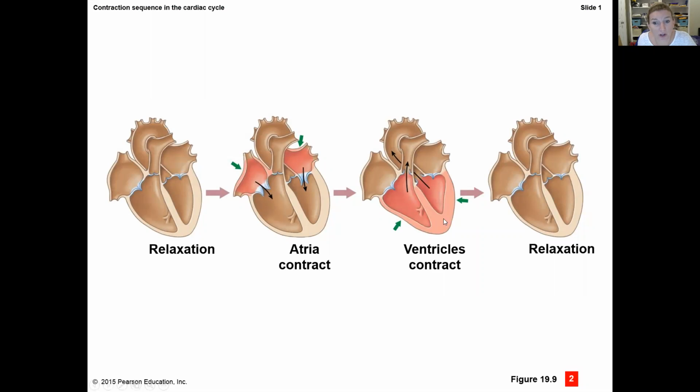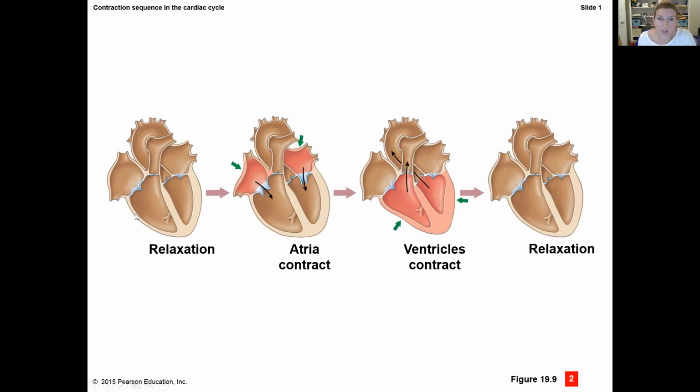Once those ventricles are full, they reach this max capacity. There's kind of these little stretch receptors in there sensing how much blood is in there. Our AV valves shut. Notice the tricuspid and bicuspid valves are shut. The pulmonary and aortic semilunar valves open as the ventricles contract. And then after the ventricles contract, we get back to that state of diastole, that state of relaxation.